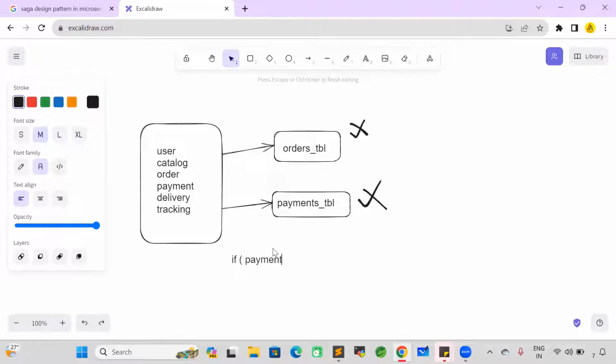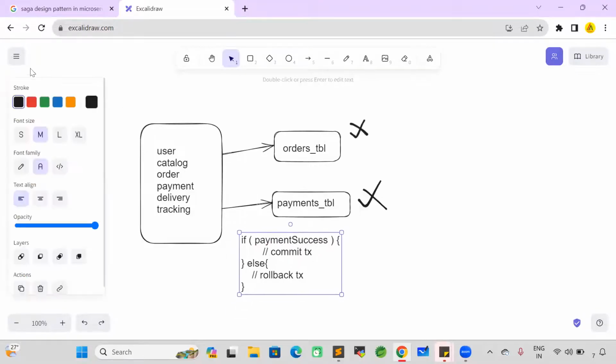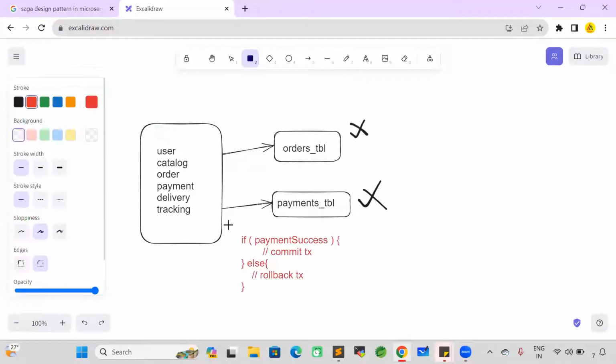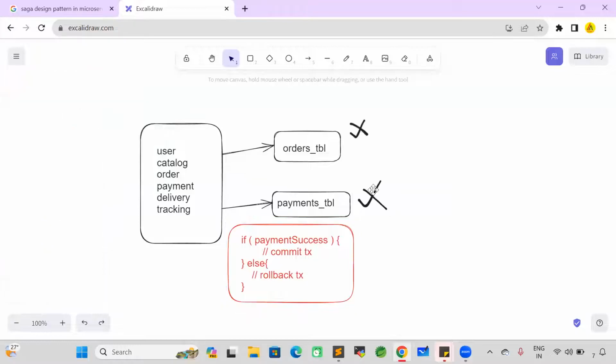If the payment is a success, then we need to commit the transaction. Else, we need to roll back the transaction. So this logic we can implement in order to manage transactions in our project. It is very simple and straightforward.